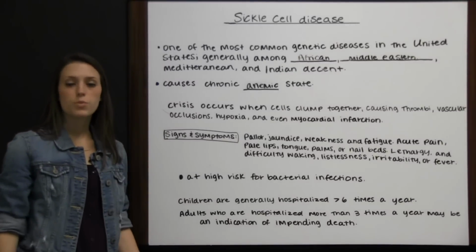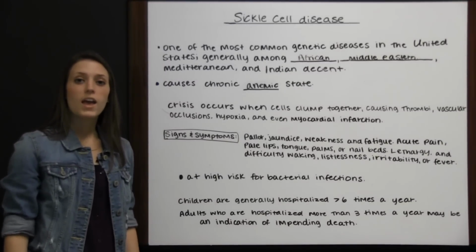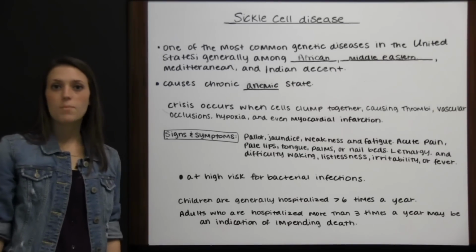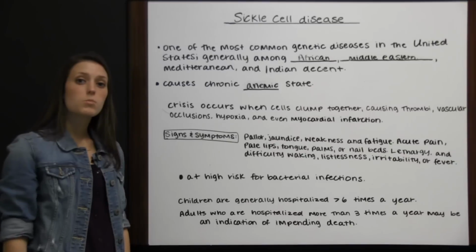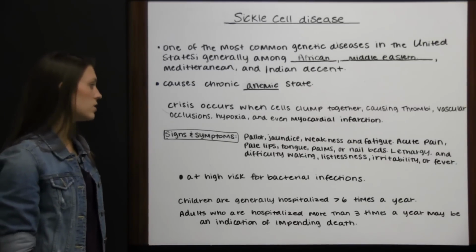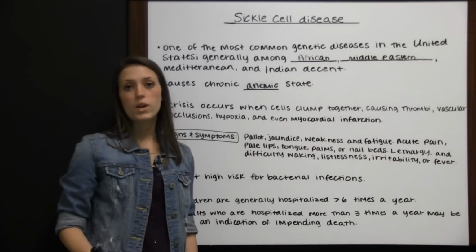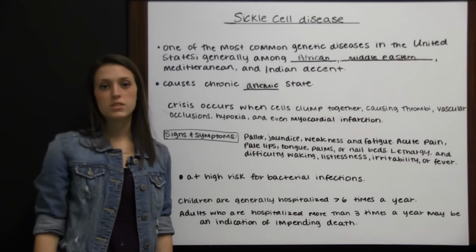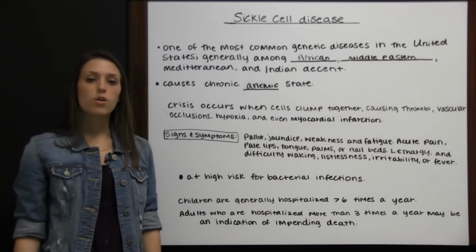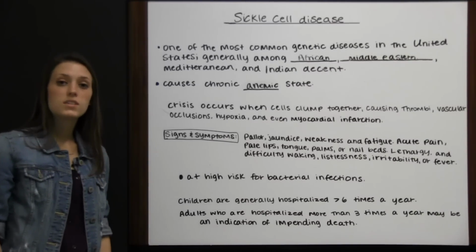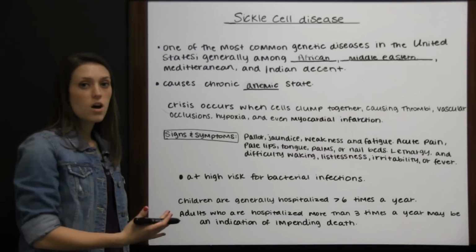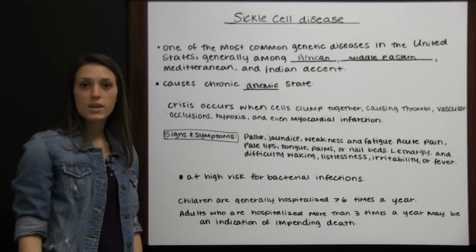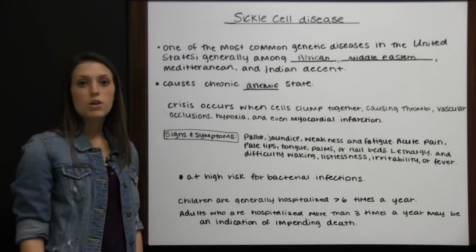The crisis occurs when these sickle cells clump together, and it can cause thrombi, vascular occlusions, hypoxia, and even a myocardial infarction. Some of the most common symptoms of sickle cell disease are pallor, jaundice, weakness, and fatigue. Some people experience pain with sickle cell disease, and it can vary in severity and frequency.